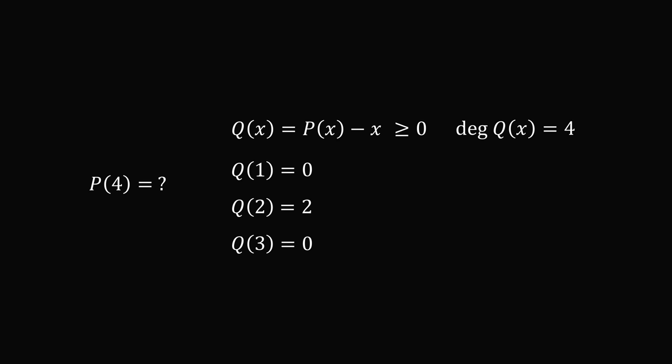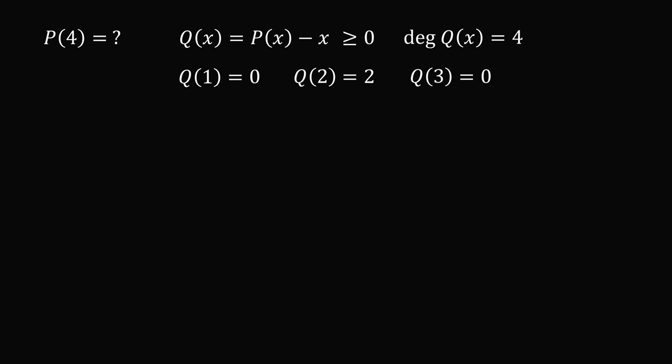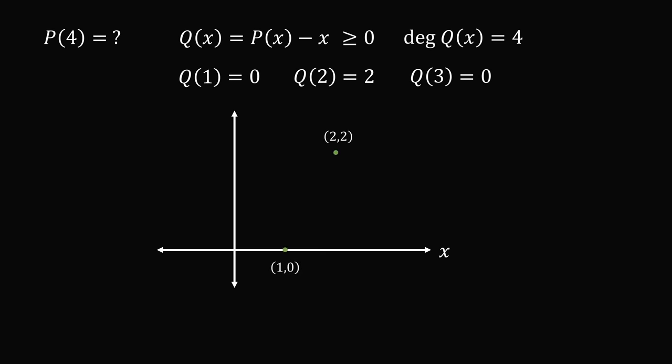So let's plot them to get a better understanding of this polynomial. One value is (1, 0), another value is (2, 2), and a third value is (3, 0). We know that Q(x) is greater than or equal to 0. Now, as x approaches infinity, Q(x) has to also approach positive infinity. It can't go to negative infinity because Q(x) is greater than or equal to 0. So we know the limiting behavior on the right side of this graph.